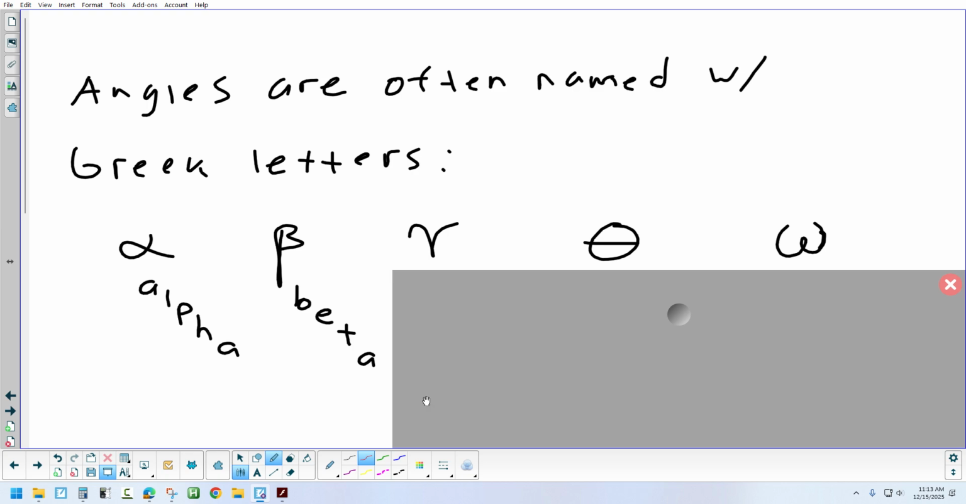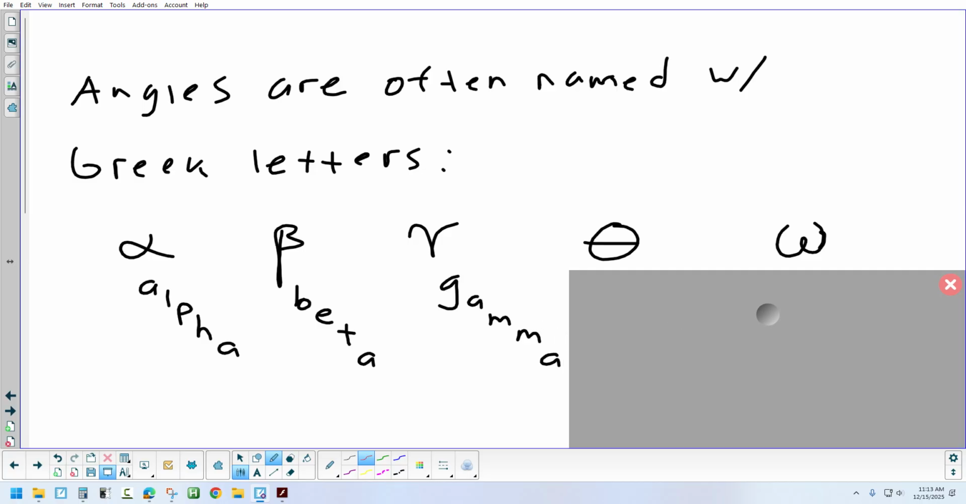How about this third one? Anyone know that one? Gamma, yeah. So we got gamma. When we have to describe three angles at the same time, these are generally the letters that we go to. Just like A, B, and C for the sides, alpha, beta, gamma for the angles.